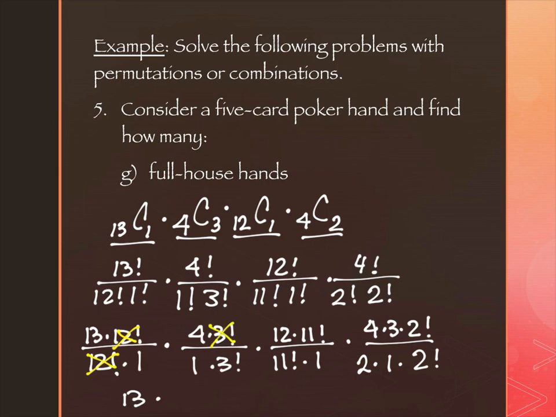My 3s here cancel. That leaves me with 4. My 11s here cancel. That leaves me with 12. My 2 factorials here cancel. I still have a 2 on bottom. So the 2 on bottom can cancel with the 4, leaving me with a 2. 2 times 3 on top is going to give me a 6. So 13 times 4 times 12 times 6.